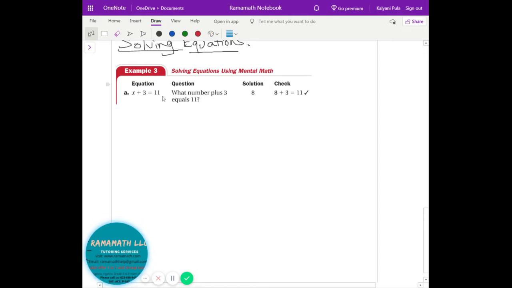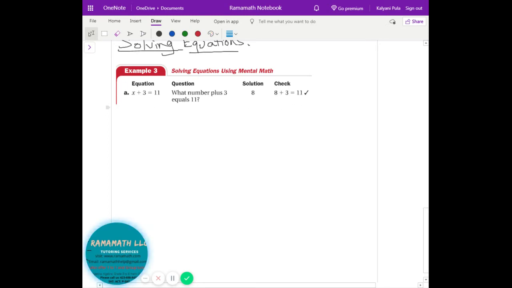x plus 3 is 11, right? So what number plus 3? Because x means we don't know. So what number plus 3 gives you 11? Obviously x is 8, because 8 plus 3 is 11. So you got the answer, but now we're going to check it. We're going to put it right here. 8 plus 3 is 11. Yes, that is correct. So that's how you check it.